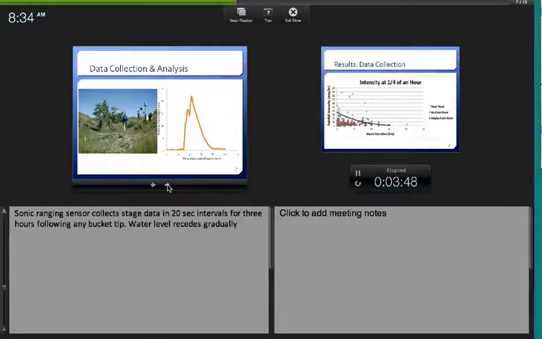So I mentioned the data collection and analysis. There is a sonic sensor that's placed approximately a meter above the ground, and it measures water depth during a flash flood. And it's connected to this tipping bucket rain gauge that measures water every 1/100th of a centimeter. And it communicates via data logger with this sonic sensor. And the sonic sensor records every 20 seconds for 3 hours following any of these bucket tips.